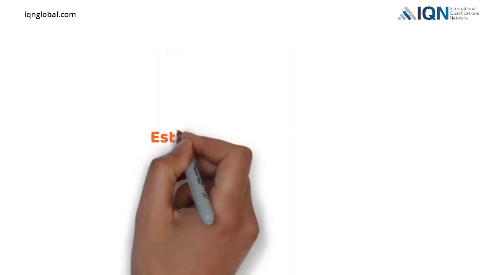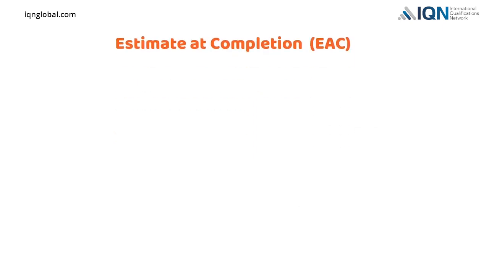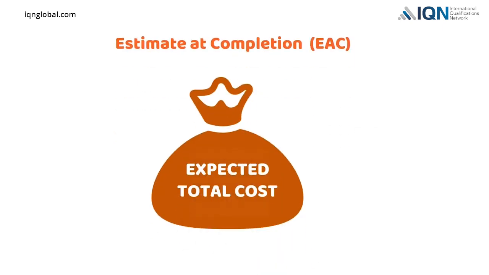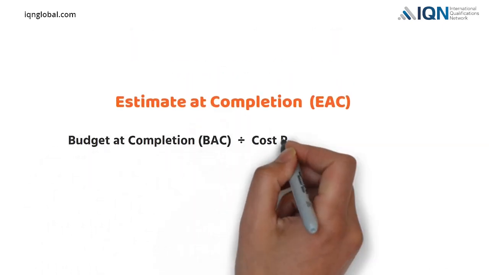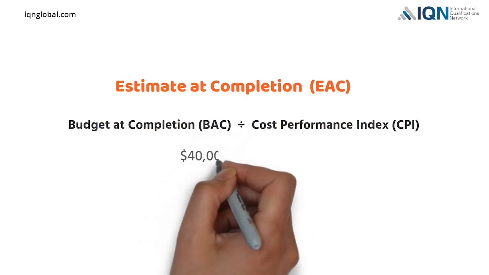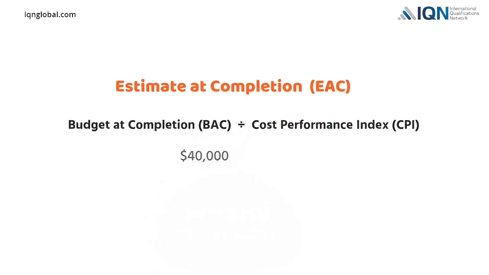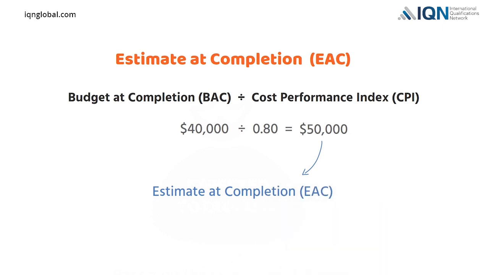Now, let's discuss estimate at completion. Estimate at completion, EAC, is the expected total cost of completing the whole project based on the current cost trends. EAC is calculated by dividing the original budget at completion, BAC, by the Cost Performance Index, CPI. If we divide $40,000 BAC by 0.80 CPI, we will get $50,000, which is our estimate at completion, EAC.